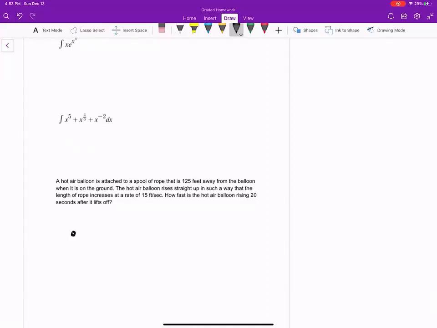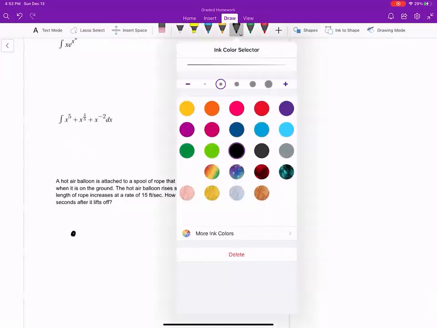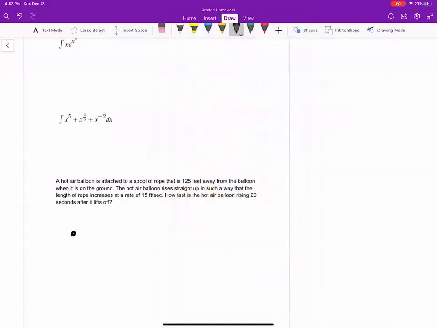Okay, so first of all, let's draw a picture just to help better represent it. So you have a spool. This is your balloon. And so now let's label values here, H, R, L.